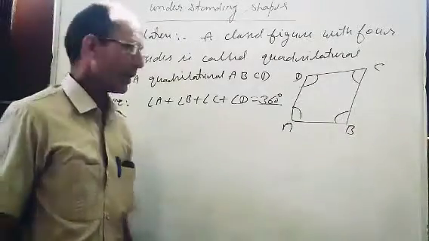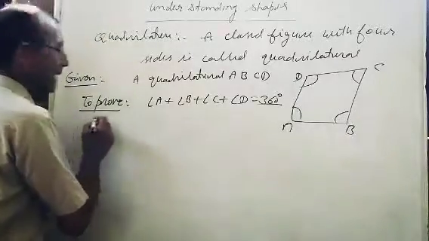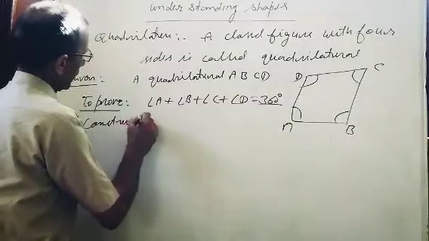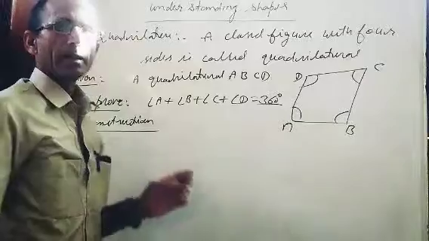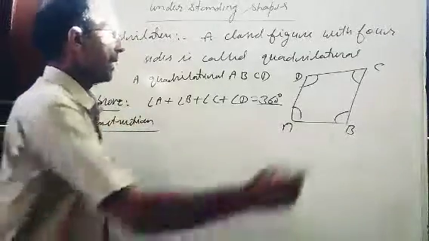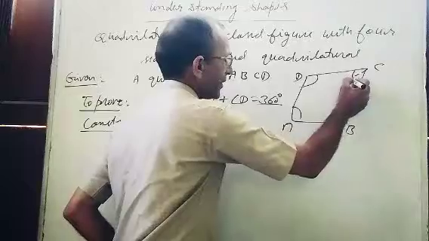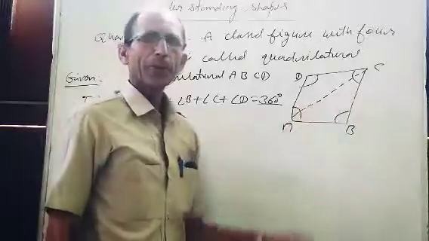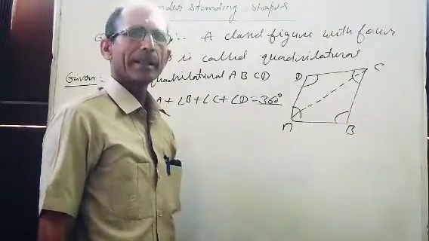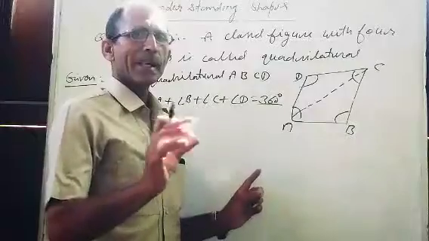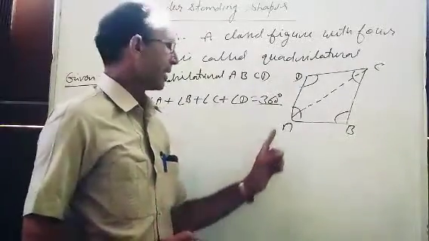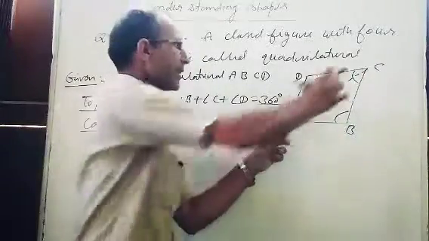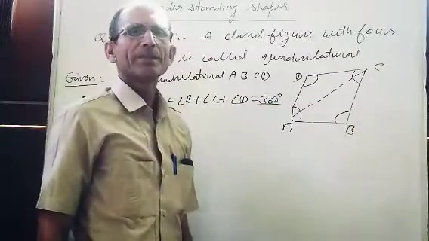For this, I need a construction. Construction: join one diagonal AC. I join A to C. What is a diagonal? A diagonal is the line joining opposite vertices. A and C are opposite vertices of the quadrilateral, so the line between these two points is called a diagonal.